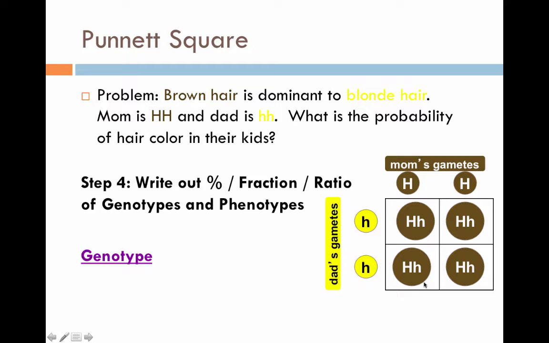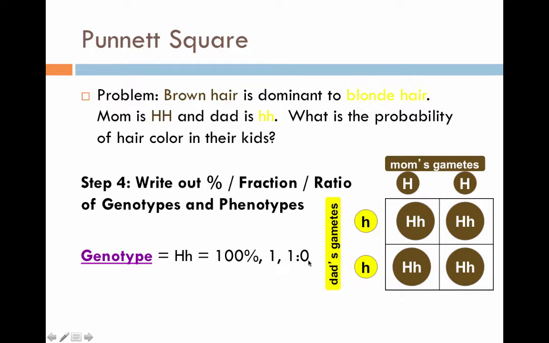So let's do the genotype of the kids first, these 4 kids. If you were to look at all 4 kids, every single one of them has the exact same genotype. So every kid is going to be big H, little h. Because it's every kid, we could say 100% of the kids will be big H, little h. If we're talking about a fraction, 100% represented as a fraction is simply 1. If we represent it as a ratio, every single kid is going to be big H, little h.